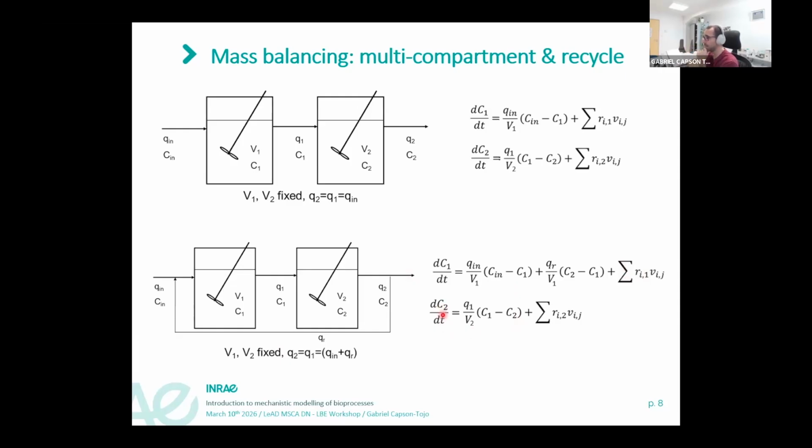And in the case of C2, because Q1 is already Q in plus QR, and you only have C1, the equation is exactly the same as the one that you had in the second reactor. It doesn't matter if you have a recirculation coming out later on because you have Q1 and Q2 anyway.